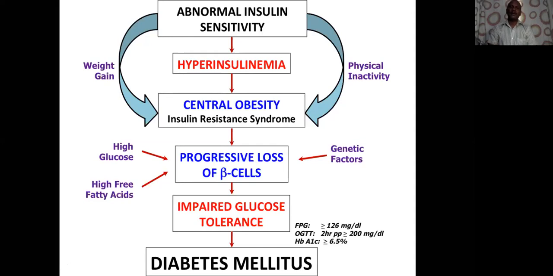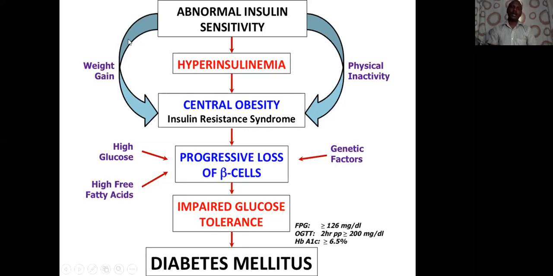Central obesity. Once this fat is big, it turns out to be insulin resistance. If you have hyperinsulinemia, that then causes the central obesity. Central obesity here means a deposition of fat around your waist, your abdomen, that we call central obesity, and this develops into insulin resistance.